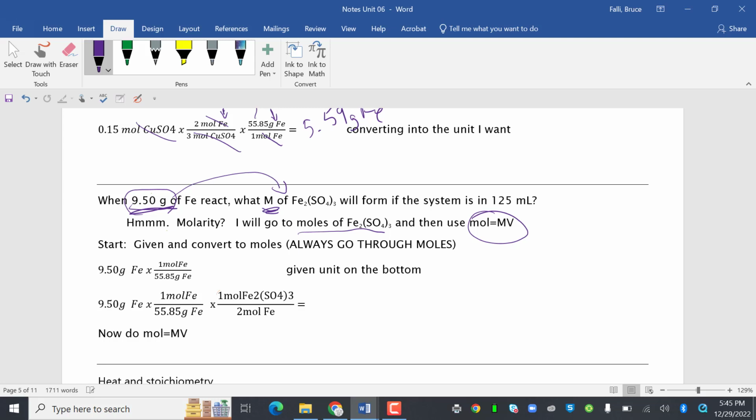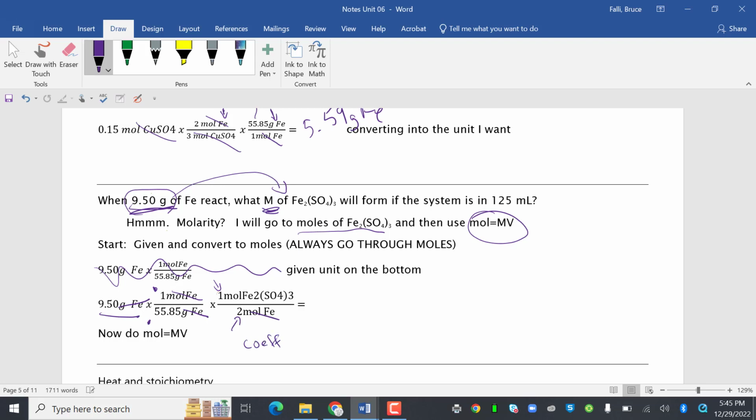So I'll start off down here. Given 9.5 grams of iron, I hate grams of iron, so I put it on the bottom. 1 mole of iron equals 55.85 grams of iron. I got that number from the periodic table. Then I want moles of Fe2SO4, so I'm going to get rid of moles of Fe and go into moles of Fe2SO4. And by the way, this number and this number are the coefficients of the balanced equation.